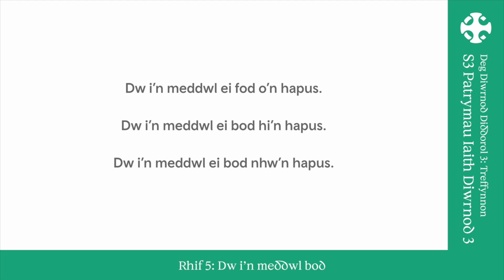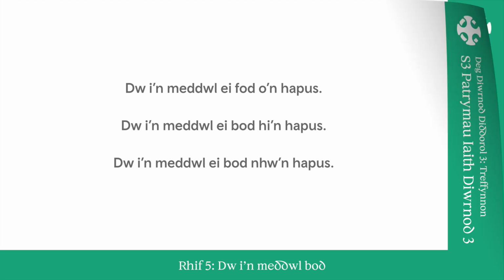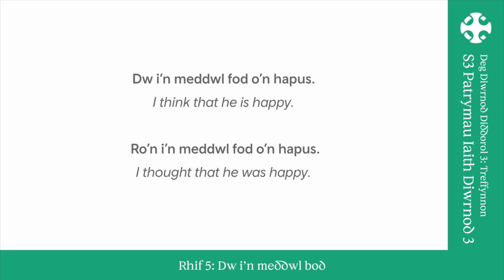And then used in sentences. Dwi'n meddwl ei fod o'n hapus. Dwi'n meddwl ei bod hi'n hapus. Dwi'n meddwl eu bod nhw'n hapus. In the course book, the pronoun fy, dy, ei isn't there, but the mutation that causes it is still present. Dwi'n meddwl fod o'n hapus. I think that he is happy. Ro'n i'n meddwl fod o'n hapus. I thought that he was happy.